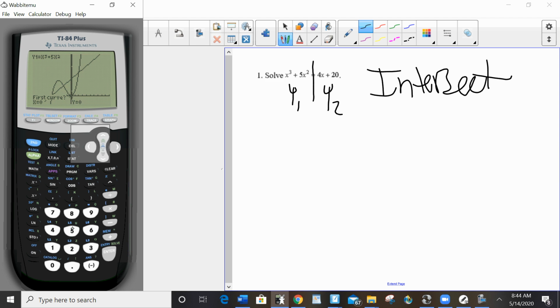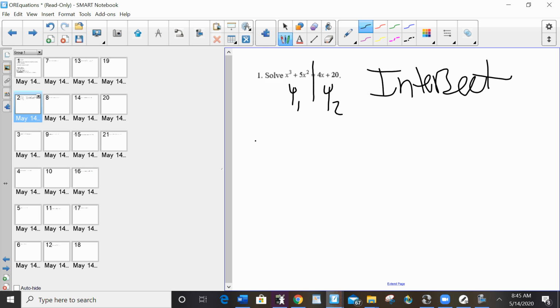I'm going to do 1 point at a time. I like to go from left to right. So I'm going to move my cursor over to the leftmost intersection point. It's a little bit blocked, but it should be fine. I hit enter, enter, enter. The answer is the x value. In this equation, I'm solving for x, so I want the x value, so -5 is one answer.